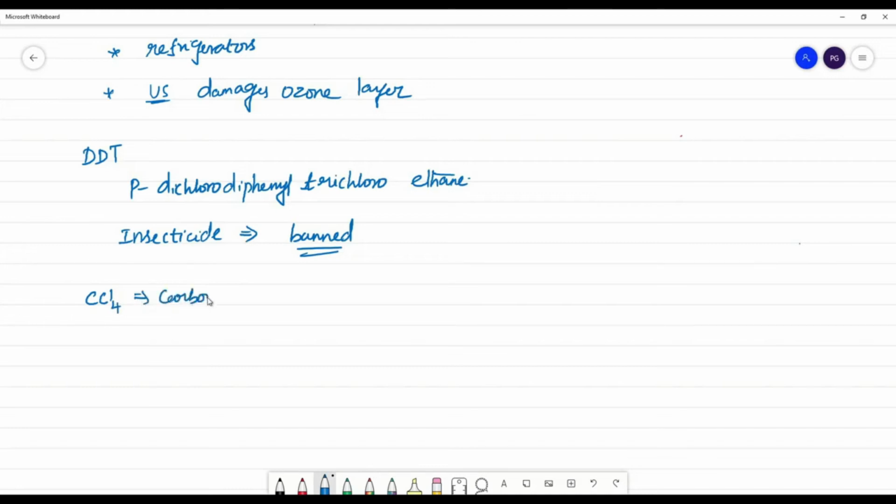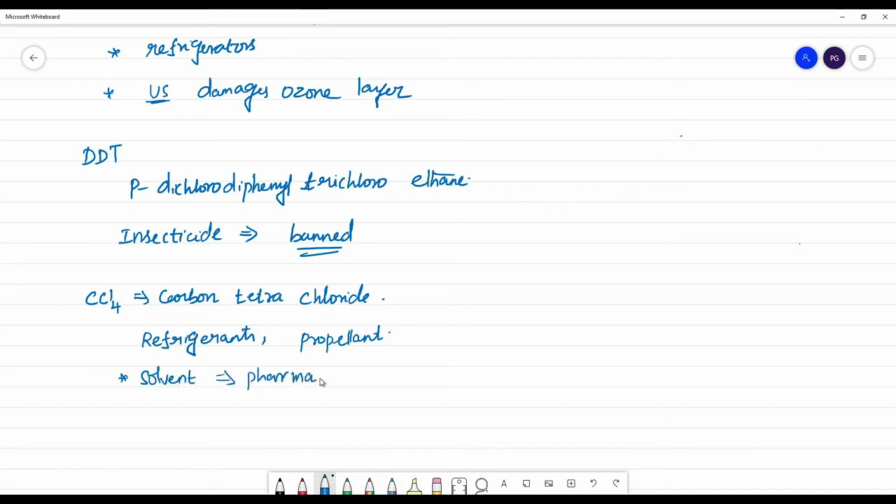That is carbon tetrachloride. So where do we use this, same like freons. It is used in refrigerators. Then propellants for aerosols. Then it is also used as a solvent in pharmaceutical industry. We use this as a solvent to dissolve our medicines. Next, it is also used in fire extinguisher. Earlier, before, now it is not used in fire extinguishers.